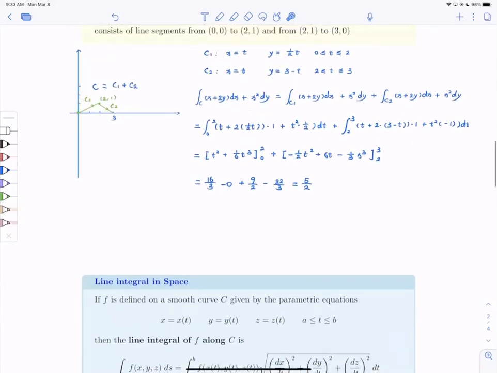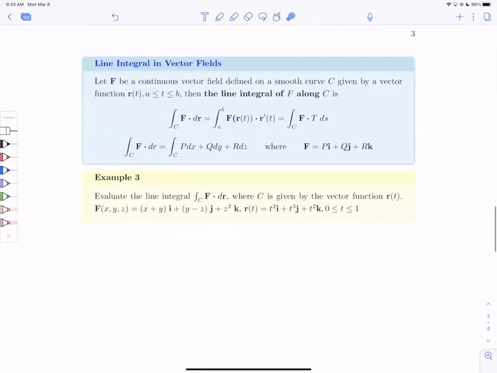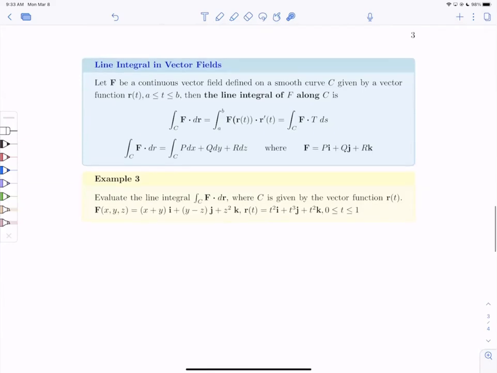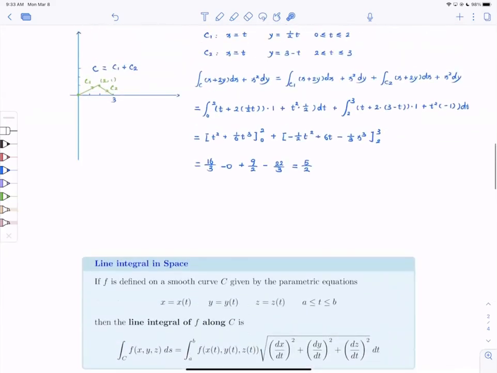Really similar as before, and also for later we have a question that involves three axes already. So I'm not doing any examples on this separately.